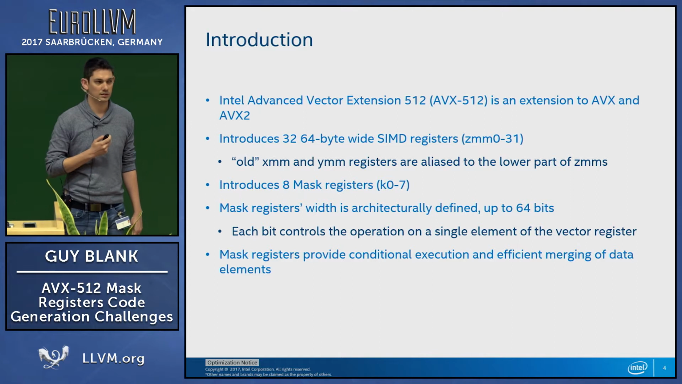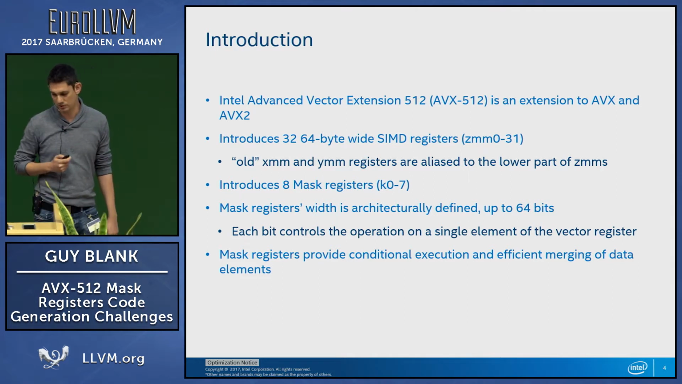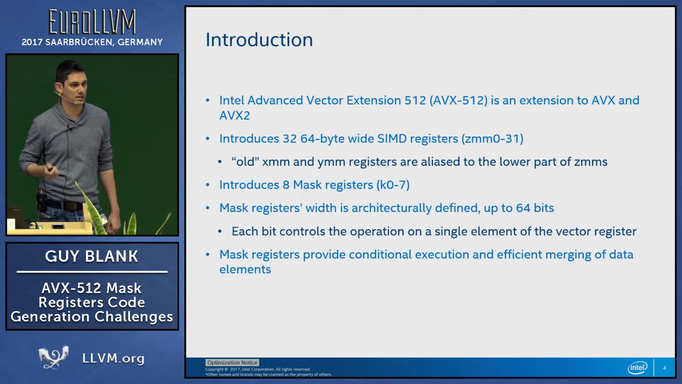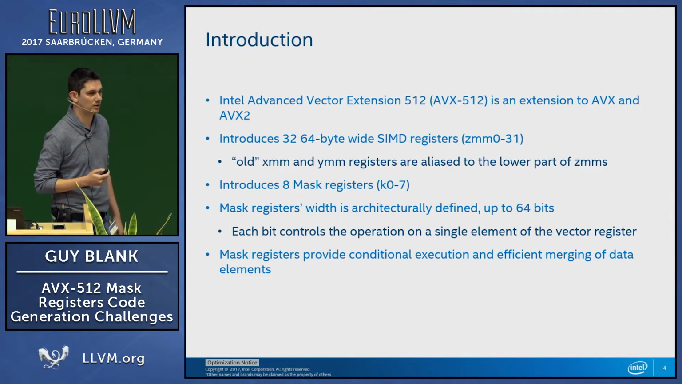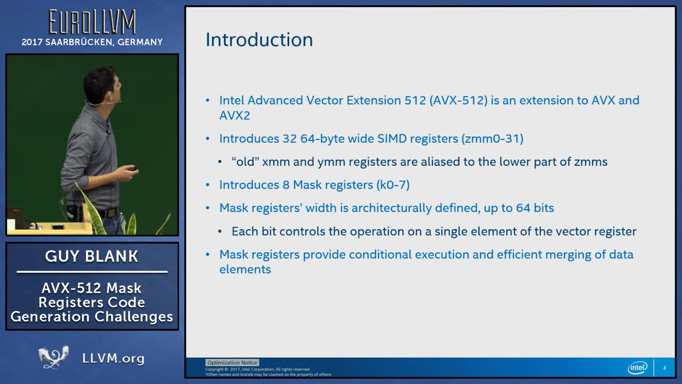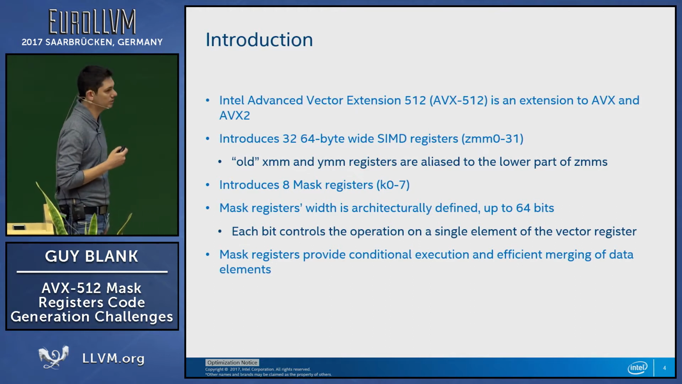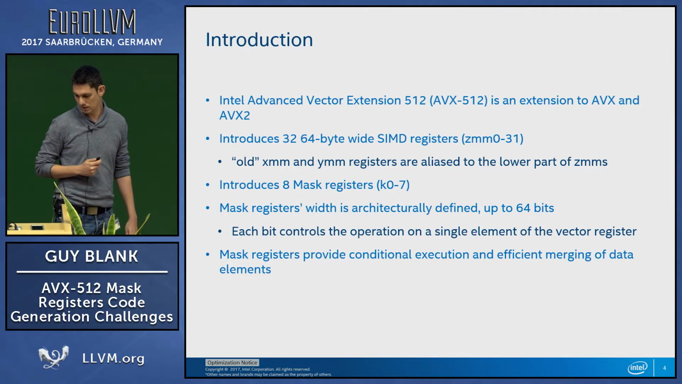The AVX512 extension extends previous extensions, the AVX and AVX2. It introduces 32 registers, 64 bytes wide. We call them ZMM0 to 31. The old XMM and YMM registers are aliased to the lower parts of these ZMMs. Additionally, as we saw in the previous slide, the K0 to 7 registers are mask registers. They're also new in this extension.